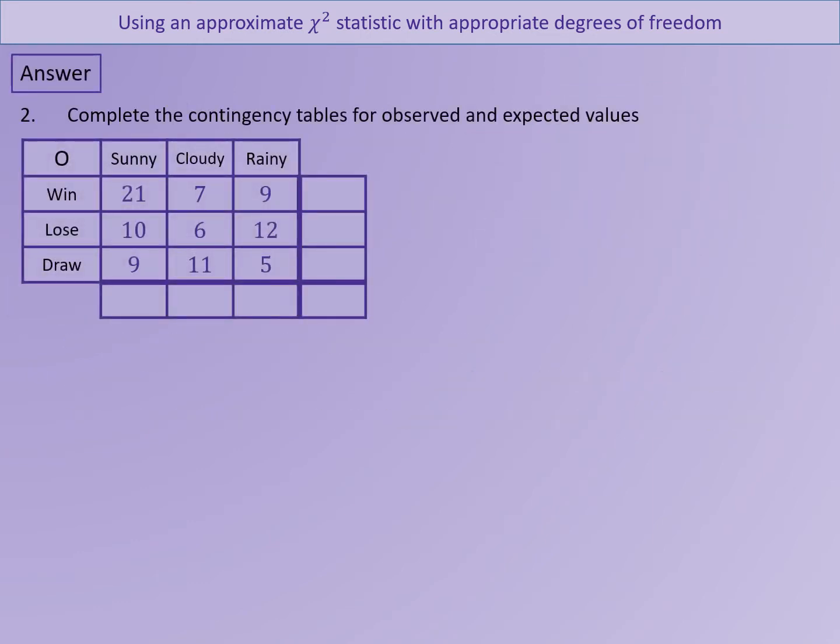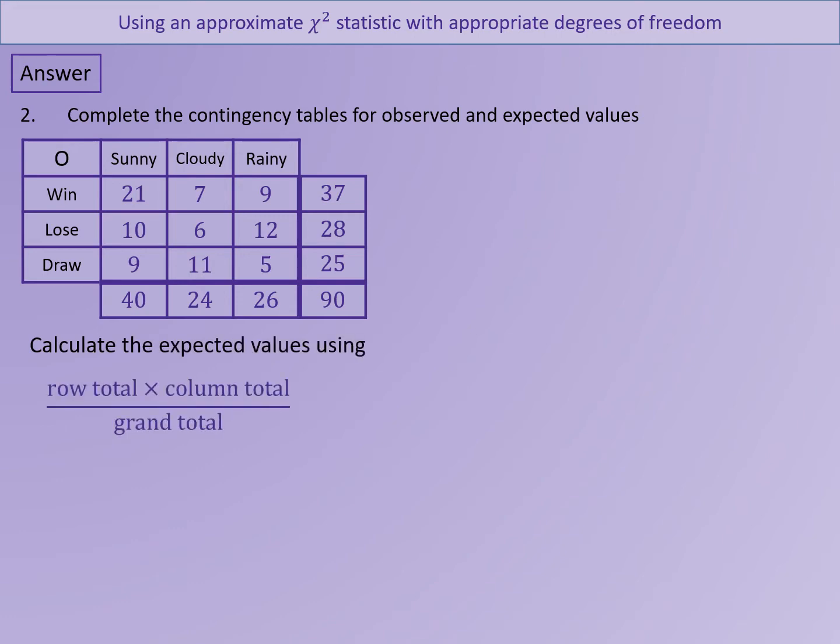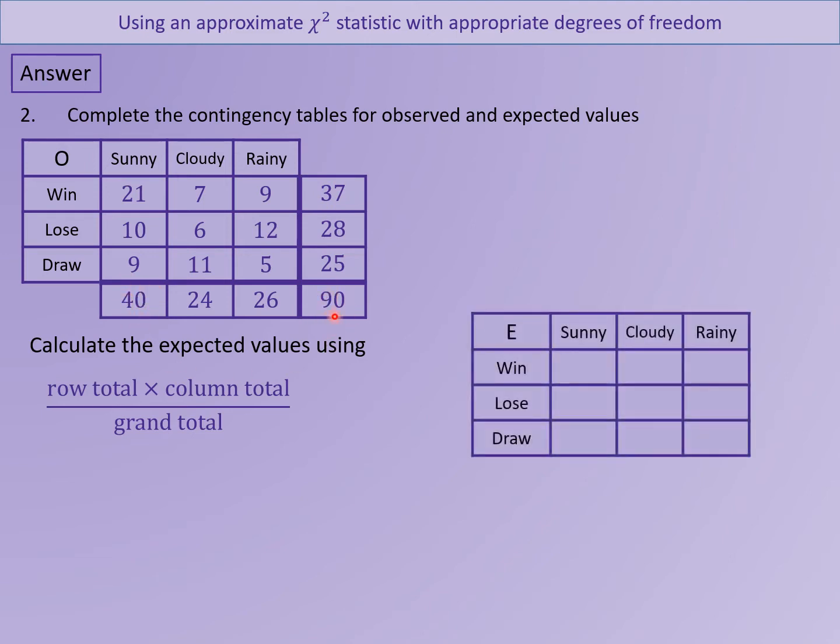Okay. So the second thing we need to do is complete the contingency table for the observed and the expected values. The first thing I'm going to do is just complete the table. So we've got these results on the outside, these results added up downwards, a total of 90, which is what it said initially. And we can calculate the expected values now from this. The expected values are always whatever the row total is, times the column total, divided by the grand total. That's what we're going to look at here.